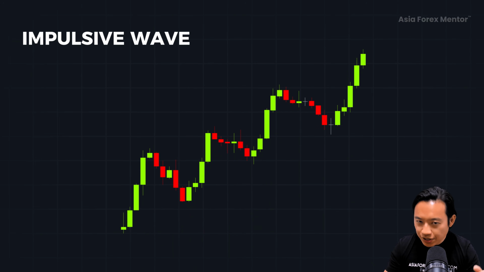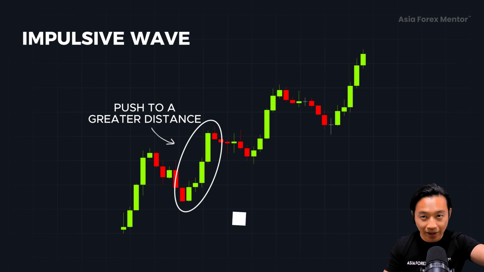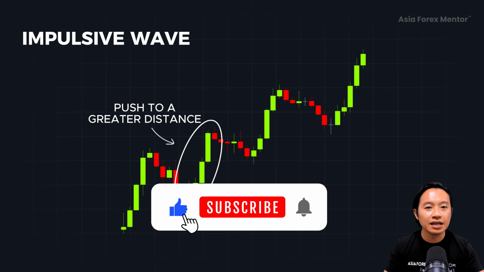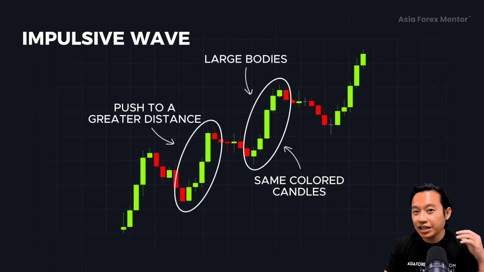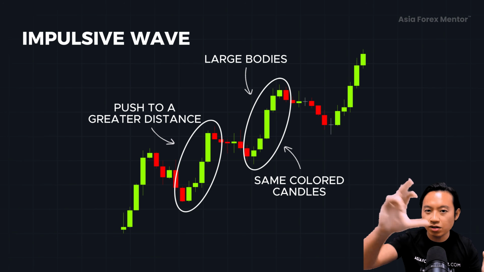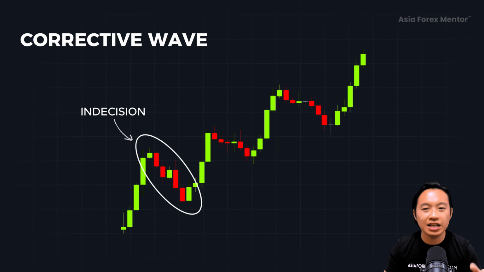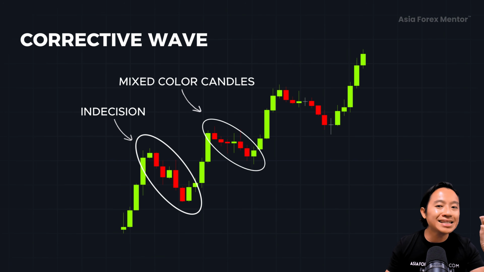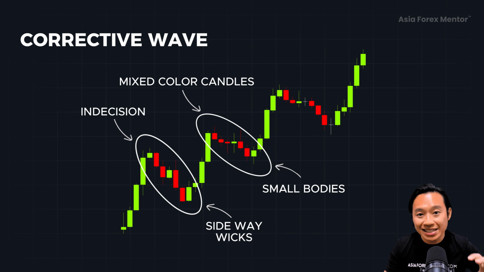Okay, so impulsive waves often push the price a greater distance with momentum. They could be characterized by same-colored candles with large bodies. This reflects strong market movement in a single direction. Now, corrections represent indecision in the market. That could be marked by mixed-color candles with small bodies and sideways wicks. This indicates a lack of strong directional movement.